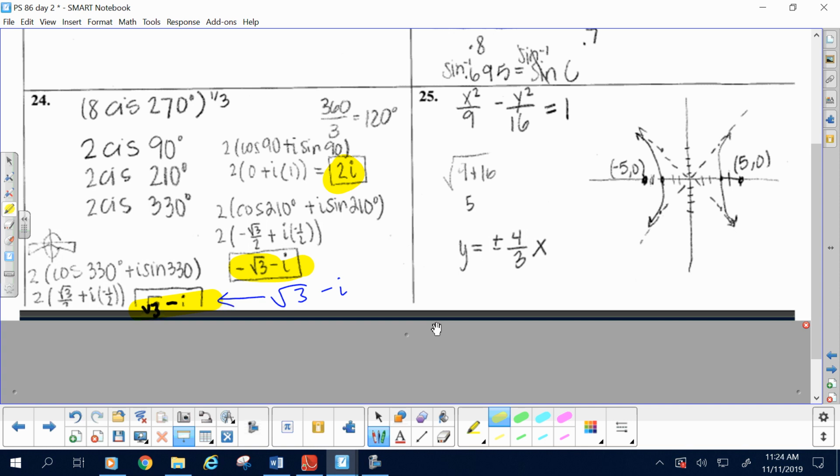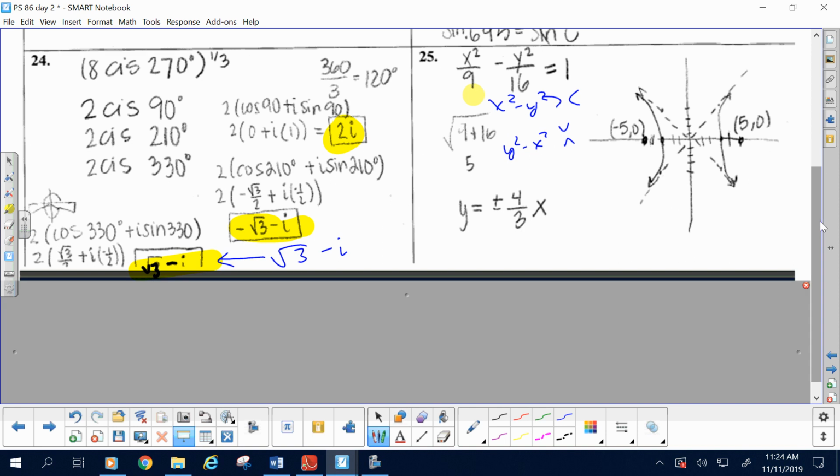So if when you put it in standard form, it's x squared minus y squared, then it should open this way. If it's y squared minus x squared, then it should open that way. It has nothing to do with how big the numbers are. It's which one's positive. Okay?